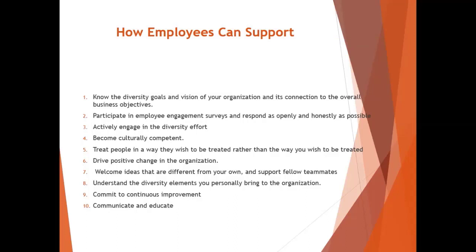These are just a list of ideas. I'm not going to read through all of them, but actively engage in the diversity effort. Learn about different cultures. Treat people the way you wish to be treated. Drive positive change in the organization and welcome ideas that are different from your own.